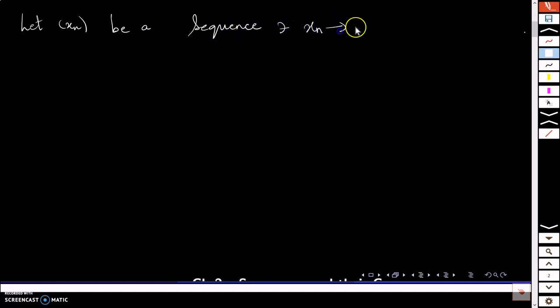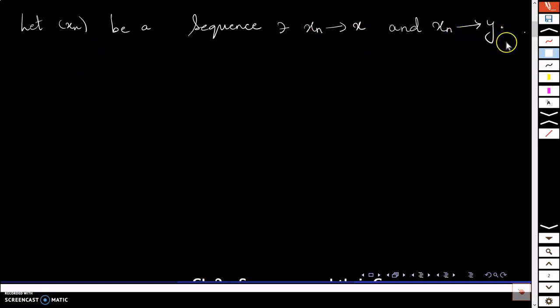Supposing I have one sequence, let's say let xn be a sequence such that this sequence xn converges to a point x and it also converges to a point y. I have a sequence which I am assuming is converging to 2 points x and y.